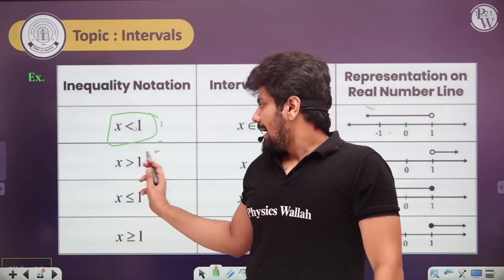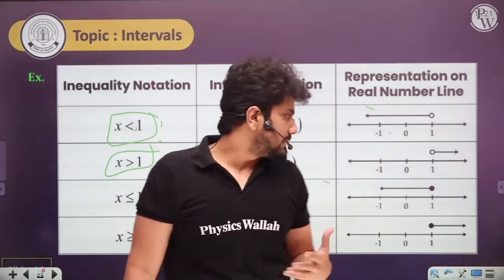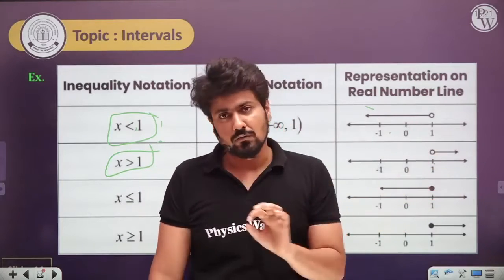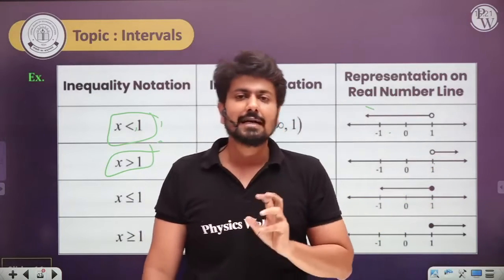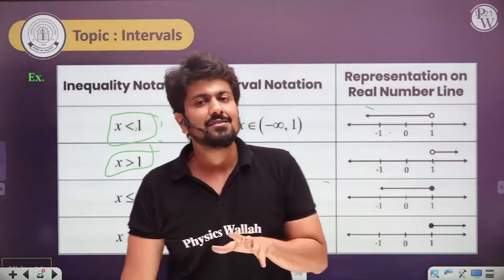Now, X greater than 1, how do we represent this one? So there's a 1 on the number line, and to the right of 1. Again, there's a hollow circle on 1. This hollow circle means that we are not including 1 in it. X is not equal to 1.